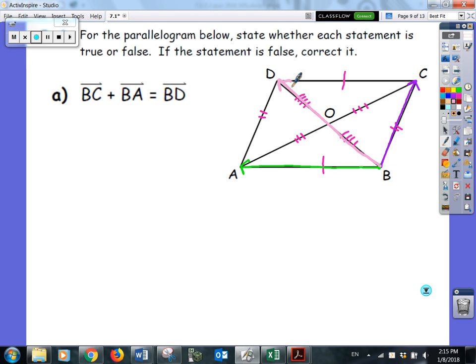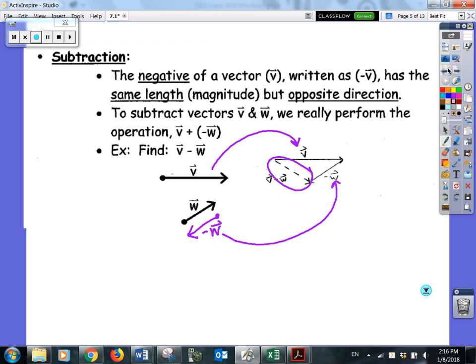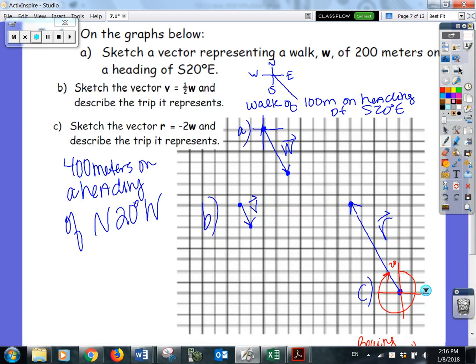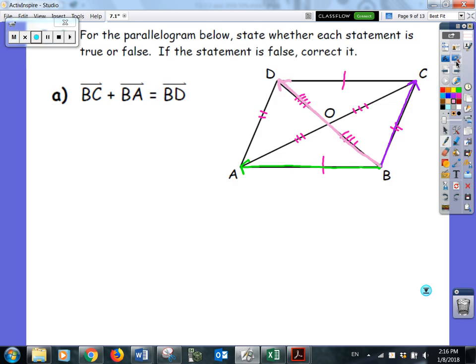But remember, we can move these. We can move this green line anywhere we want. If we move the green one up here, we could move this purple one over to the side. Or if we look back at our adding notes right here, this example right here, the dots were all together and we still had the resultant go right out the middle. Therefore, this first one is true.